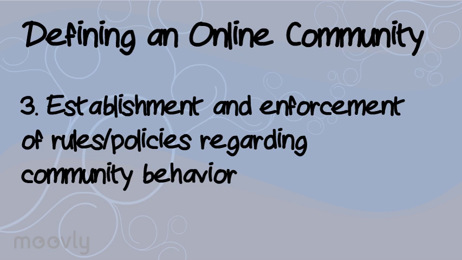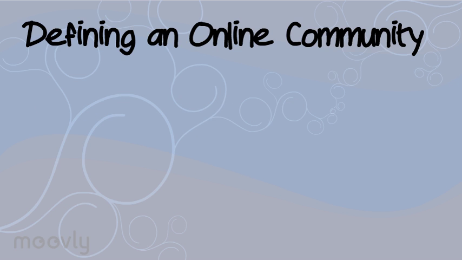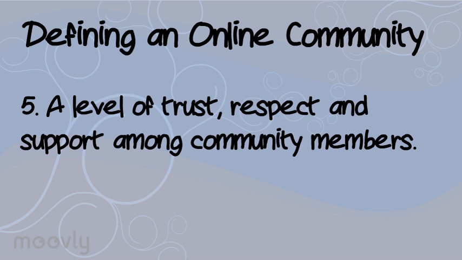These are usually set by the instructor, such as rules about when and how to post in a discussion forum, or that everyone should provide a certain contribution to a group task. 4. Interaction among members. Students comment on each other's posts, or have synchronous meetings with each other. And I think 5 is self-explanatory, a level of trust, respect, and support among community members.